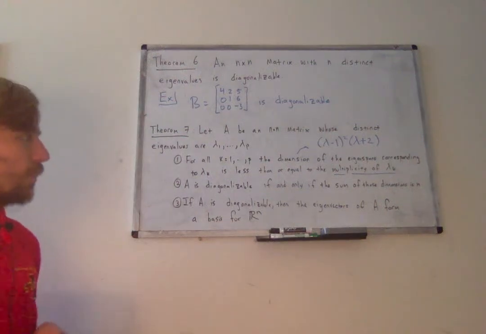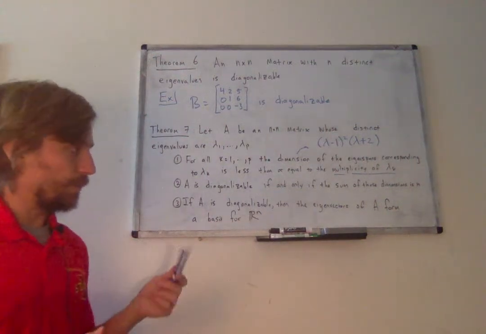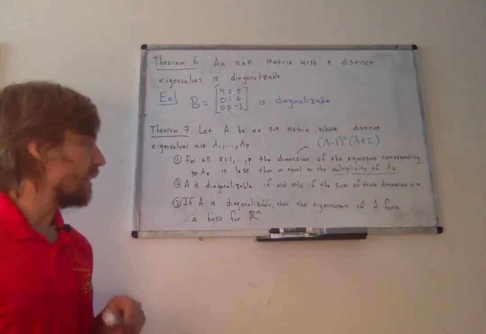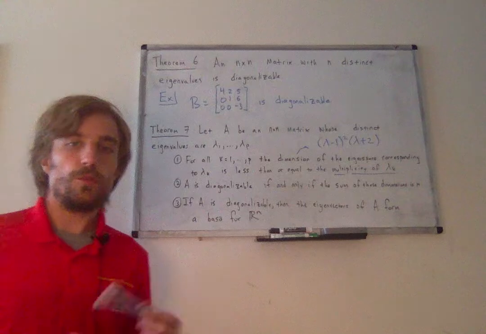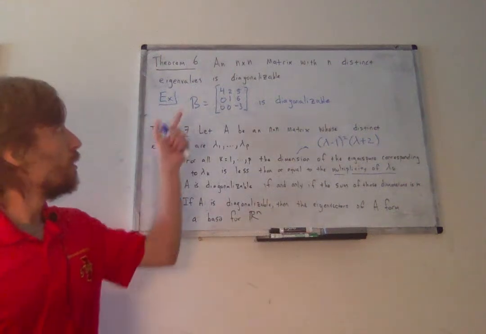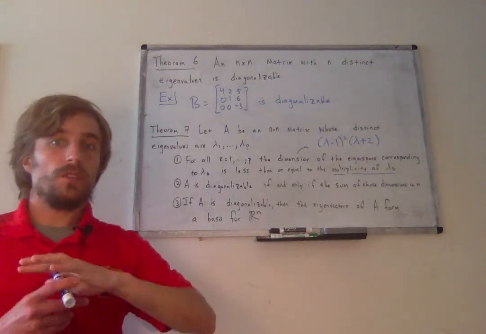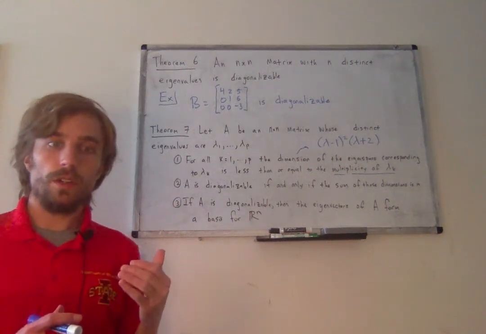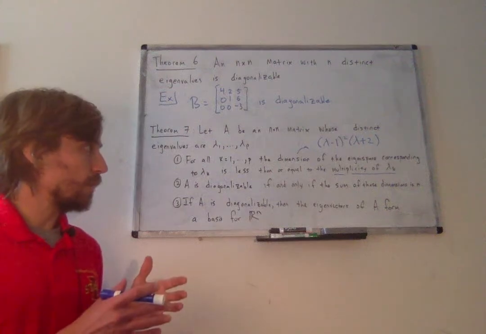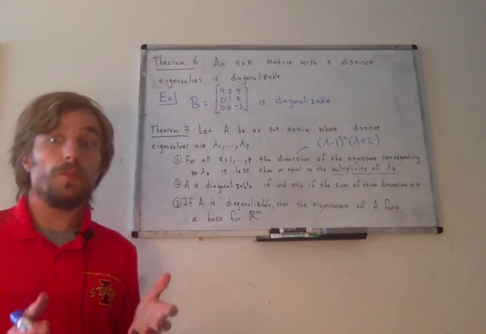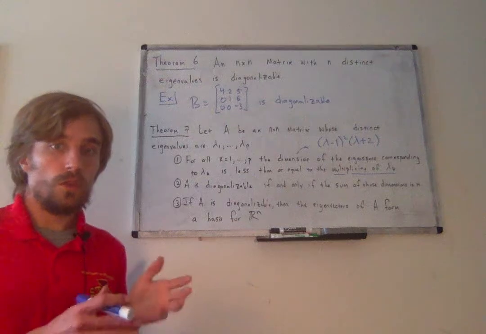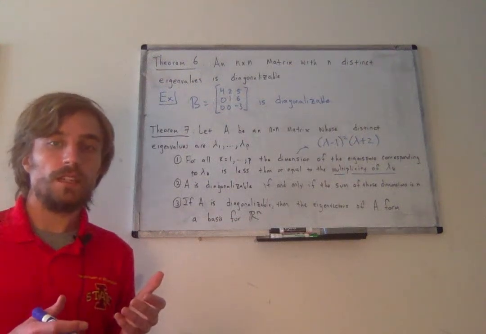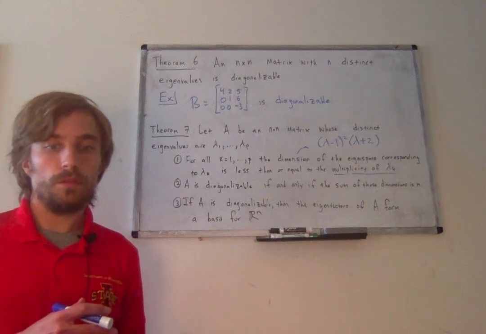And then finally, 3 isn't actually really stating anything super new, but it's a good note to have moving forward, that if A is diagonalizable, then the eigenvectors of A form a basis for Rn. So if it has n distinct eigenvalues, always diagonalizable. If it has less than n distinct eigenvalues, you have to make sure that the dimension of each eigenspace, or if you prefer, the number of linearly independent eigenvectors corresponding to each eigenvalue, is equal to the multiplicity of that eigenvalue as it appears in the characteristic polynomial.